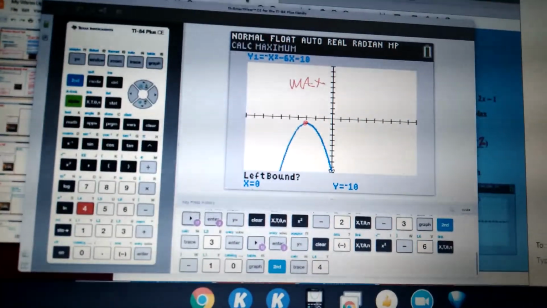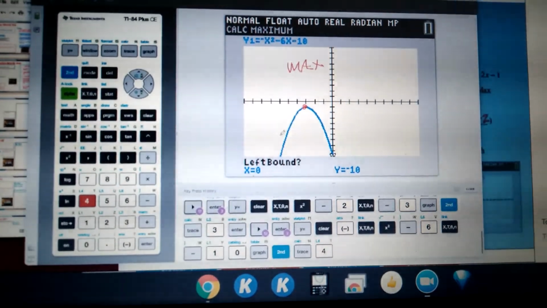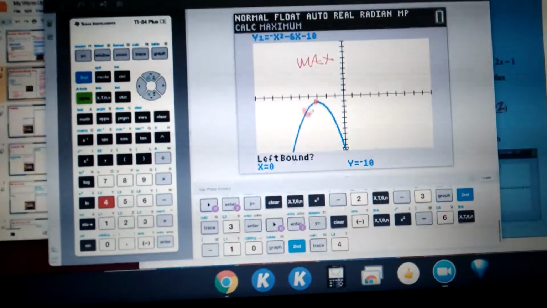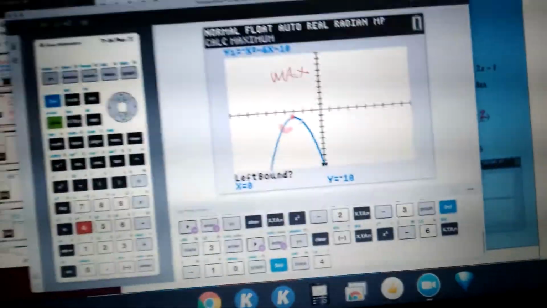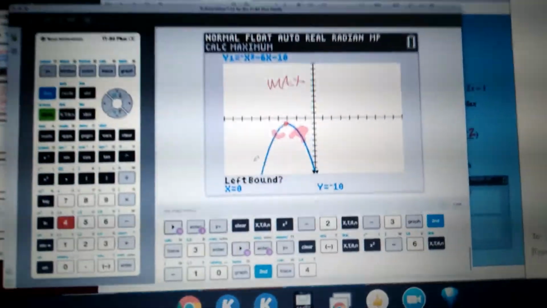Left bound has to be to the left of the point. So left bound has to be somewhere over here. Right bound has to be somewhere over here. Everyone understand?